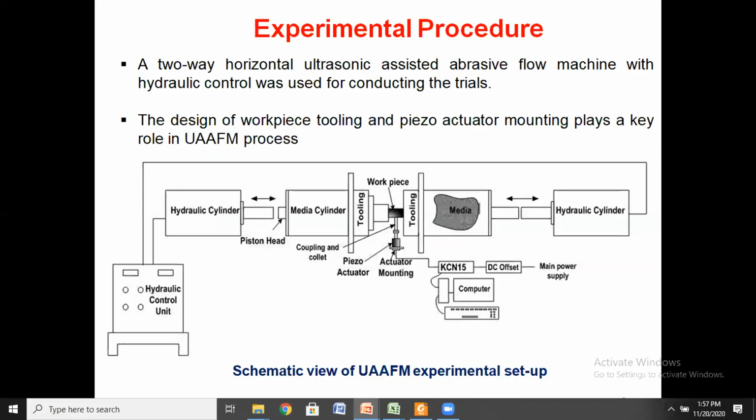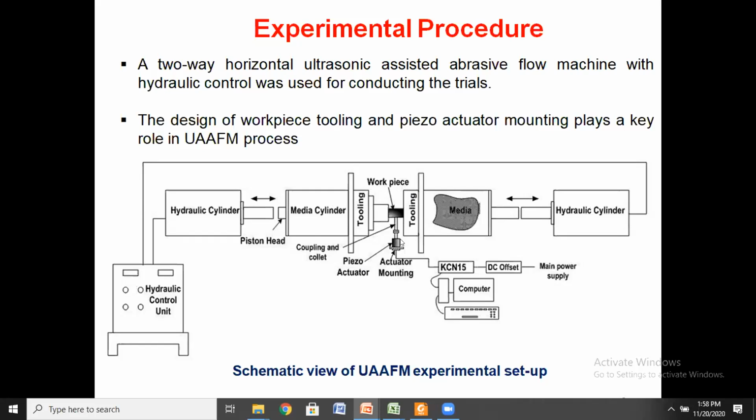Right? Let us discuss phase 1. A two-way horizontal UAFM process, which was developed at laboratory scale, was used to conduct the trials. The design of the workpiece tooling and piezo actuator mounting plays an important role here. The results may vary if you are not properly mounting the actuator and if you are not properly designing the tooling. So the tricky part is the design of the tool and the mounting of the actuator.